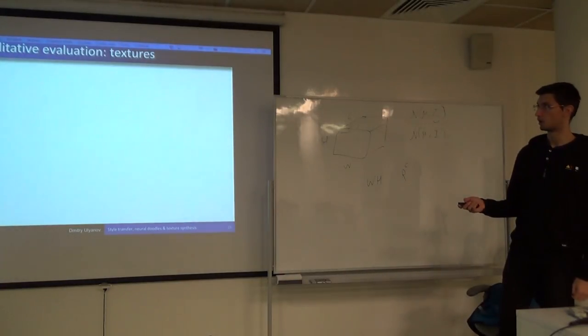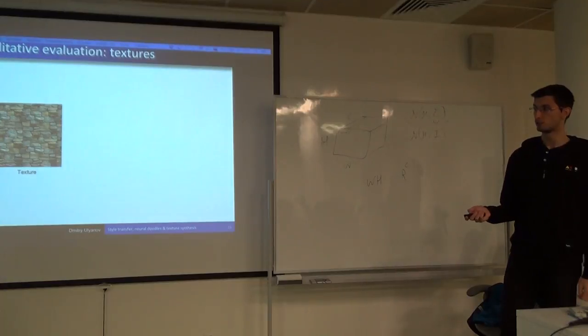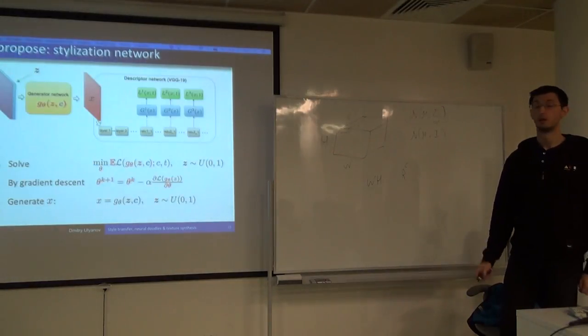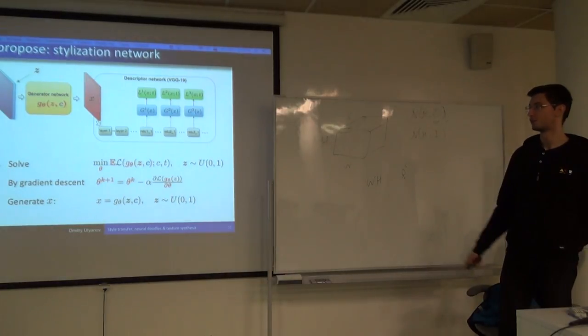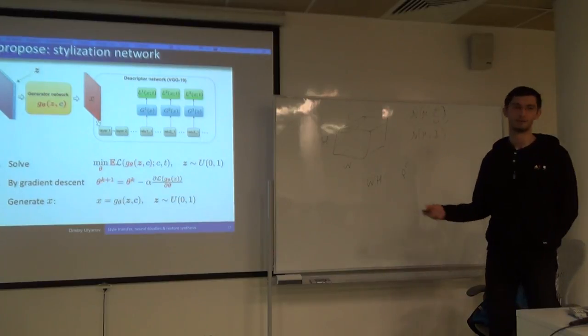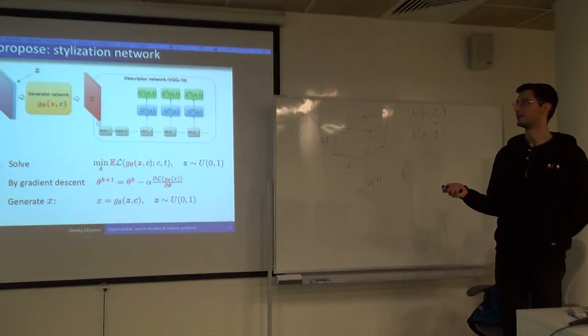So let's look at the example. So this is a texture image. Sir, you talked about the problem that it can collapse everything to one texture. Yes. How to solve it? We can talk about it a little bit later. I have a slide on it.